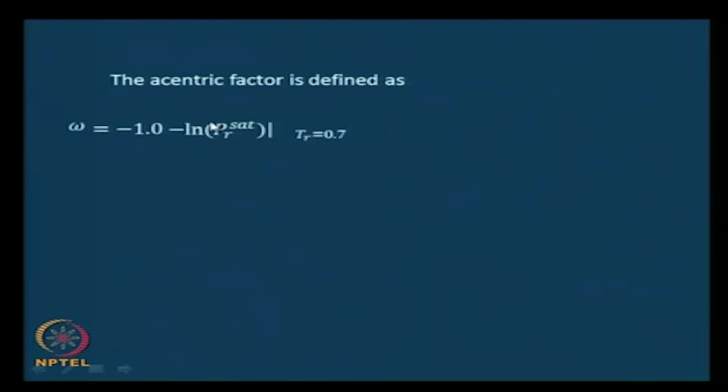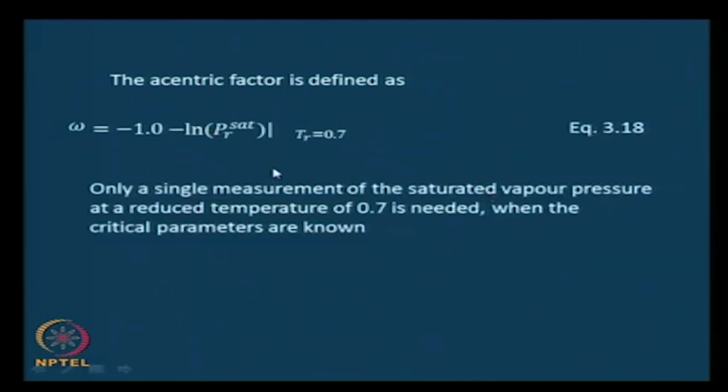And this also is attractive because it involves only one measurement at TR equals 0.7, the vapor pressure. So, it is a very simple measurement to find out the acentric factor. We do not have to do all that. The values of the acentric factors of most substances that we would need are available in tables. Of course, if and when one needs to generate that data, then you know the basis for generating that data.